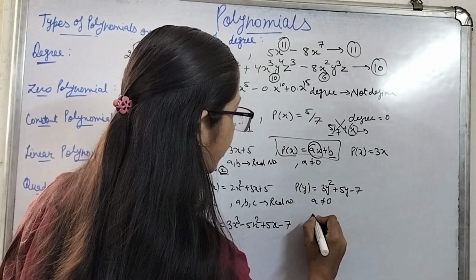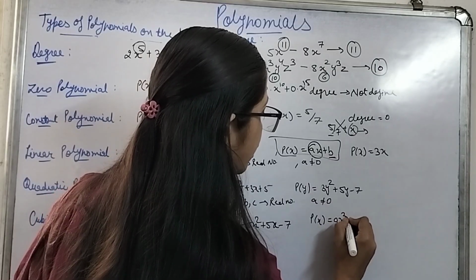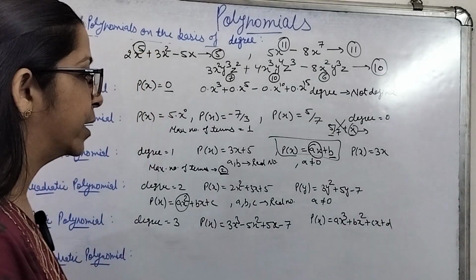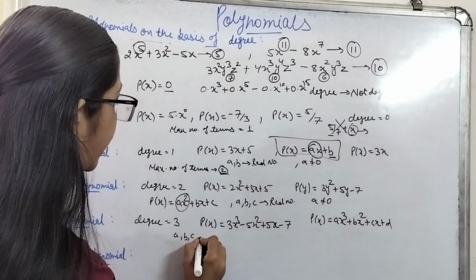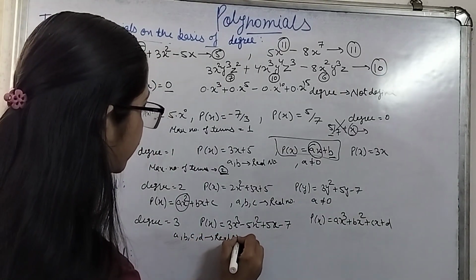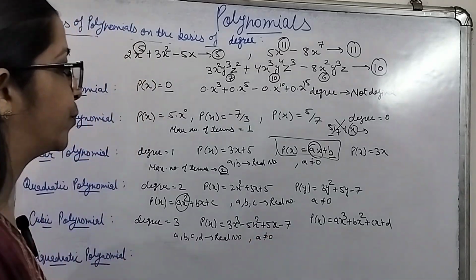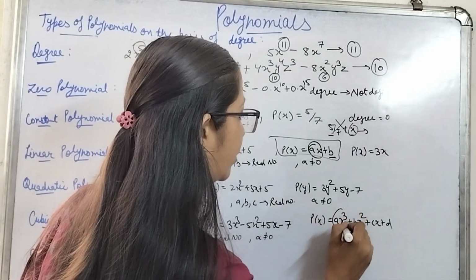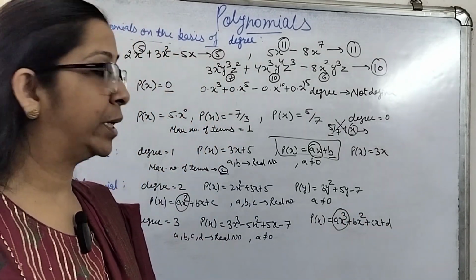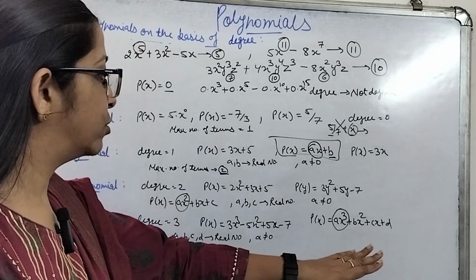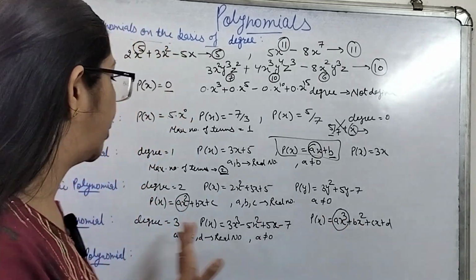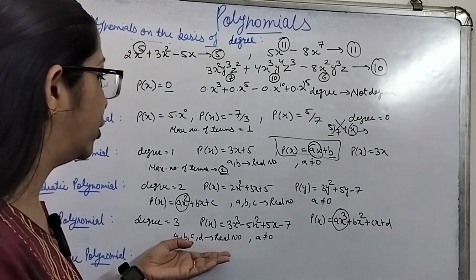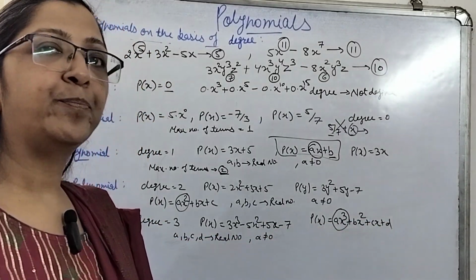Standard form of the cubic polynomial is given by ax cube plus bx square plus cx plus d. Again, a, b, c and d are any real numbers and a cannot be 0. Coefficient of x cube cannot be 0, because if this becomes 0, it will become a quadratic polynomial instead of a cubic polynomial. So that's why this is the standard form of the cubic polynomial, where a, b, c, d are any real numbers and a cannot be 0.